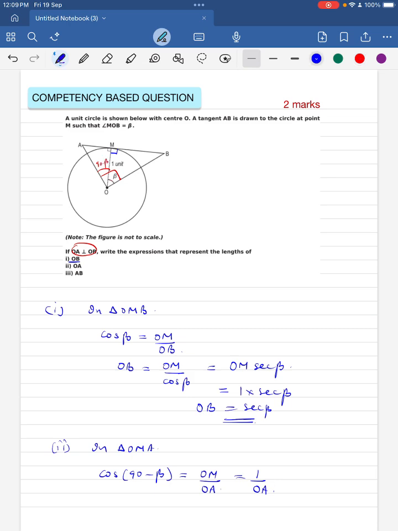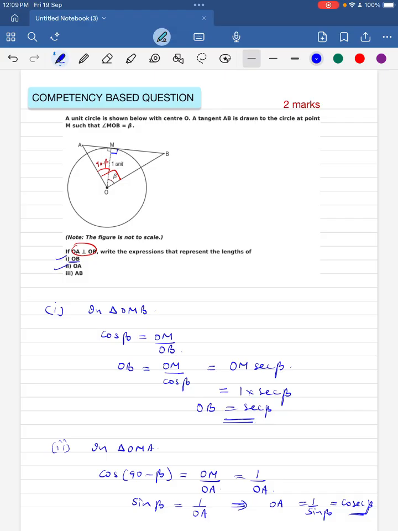Now we know that cos of 90 minus beta is equal to sin beta. So sin beta is equal to 1 by OA, from which I would get the measure of OA as 1 by sin beta, which is equal to cosecant beta. Okay, so we got the answer to the second part as well. Now let's find the value of AB.